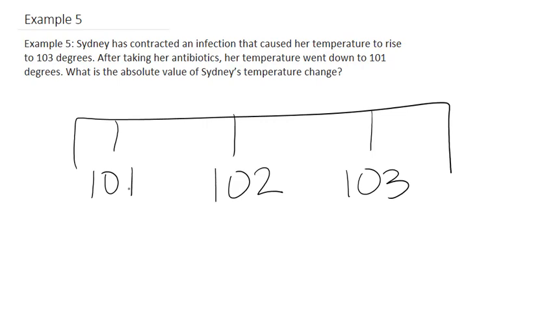Then count the number of spaces between the numbers. So to go from 103, we go 1, 2 to 101. So the answer is 2. Therefore, Sydney's temperature changed by 2 absolute degrees. So let's complete one more scenario before you practice on your own.